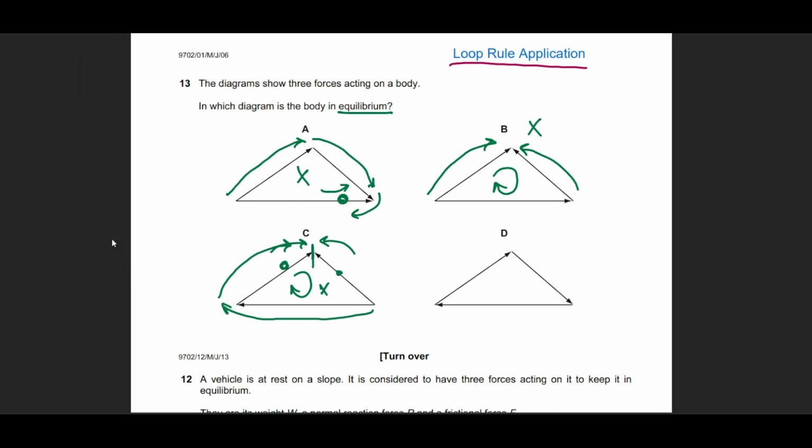Now let's see in option D, if you pick any side, right? If I start from this position, I'm trying to follow this direction according to the arrow. Then I follow this direction according to the given arrow. Then I follow this direction according to the given arrow. And I see that one complete loop can be formed in this example. So option D will be the correct answer. This is how you apply the loop rule.